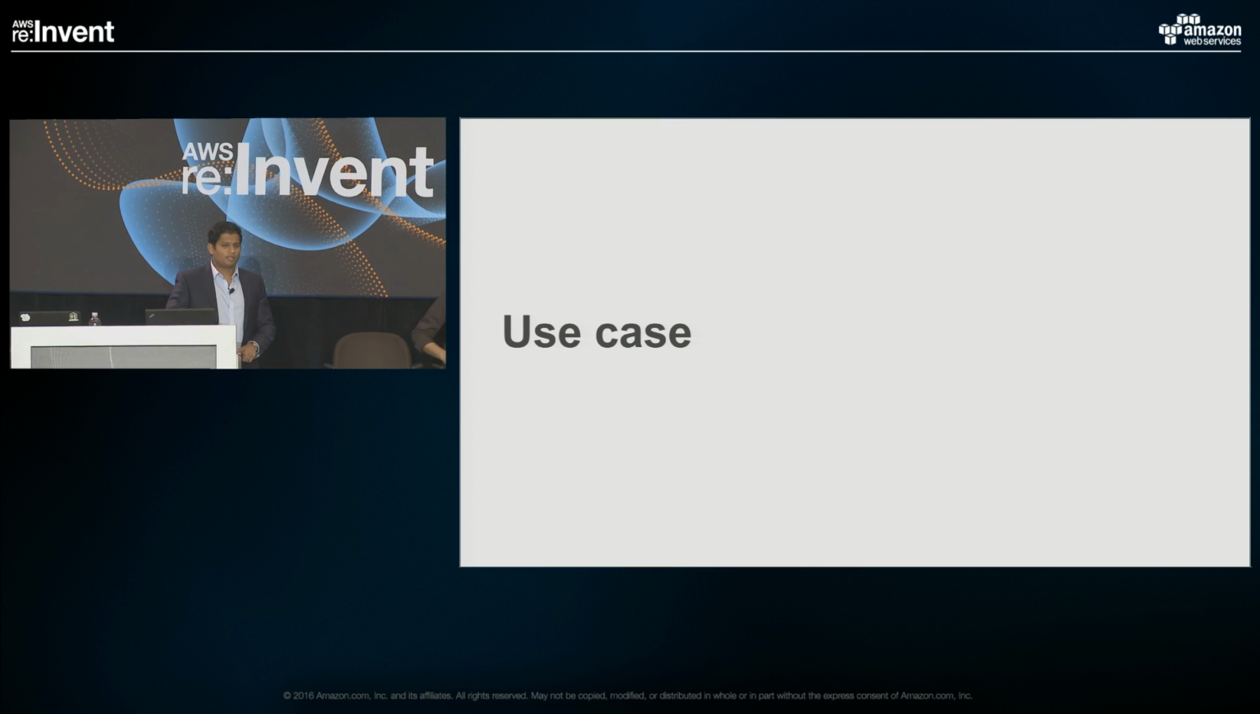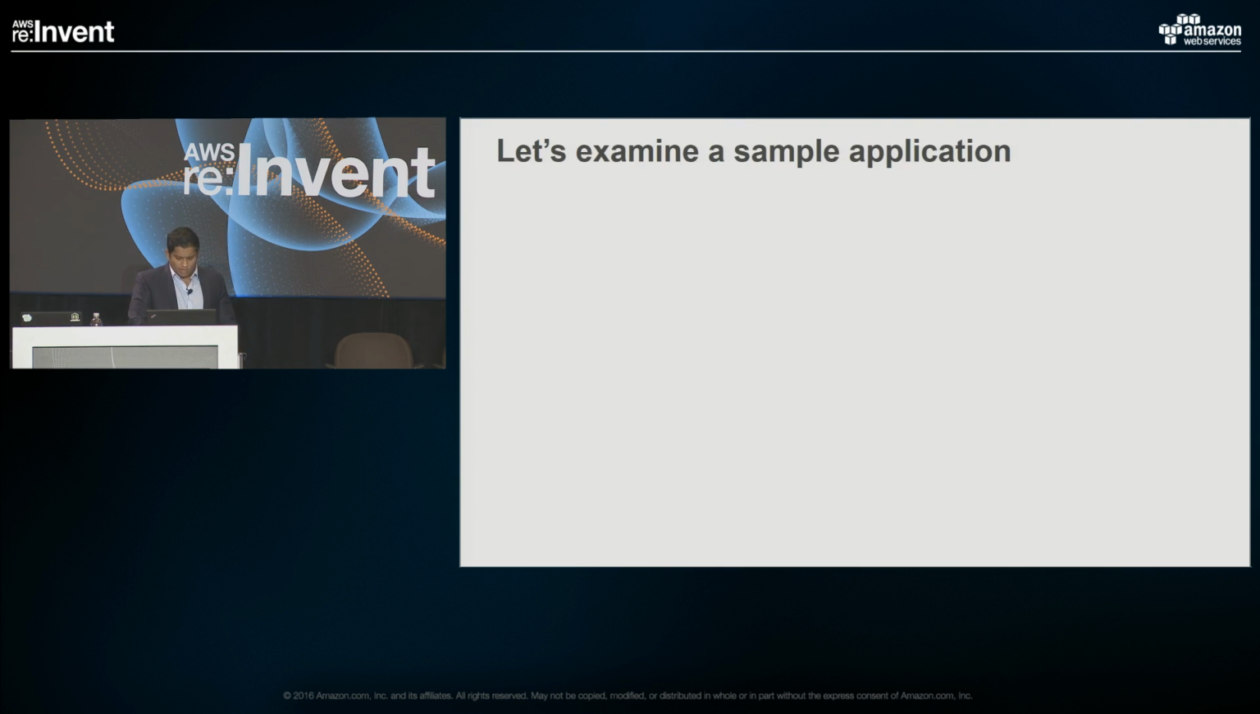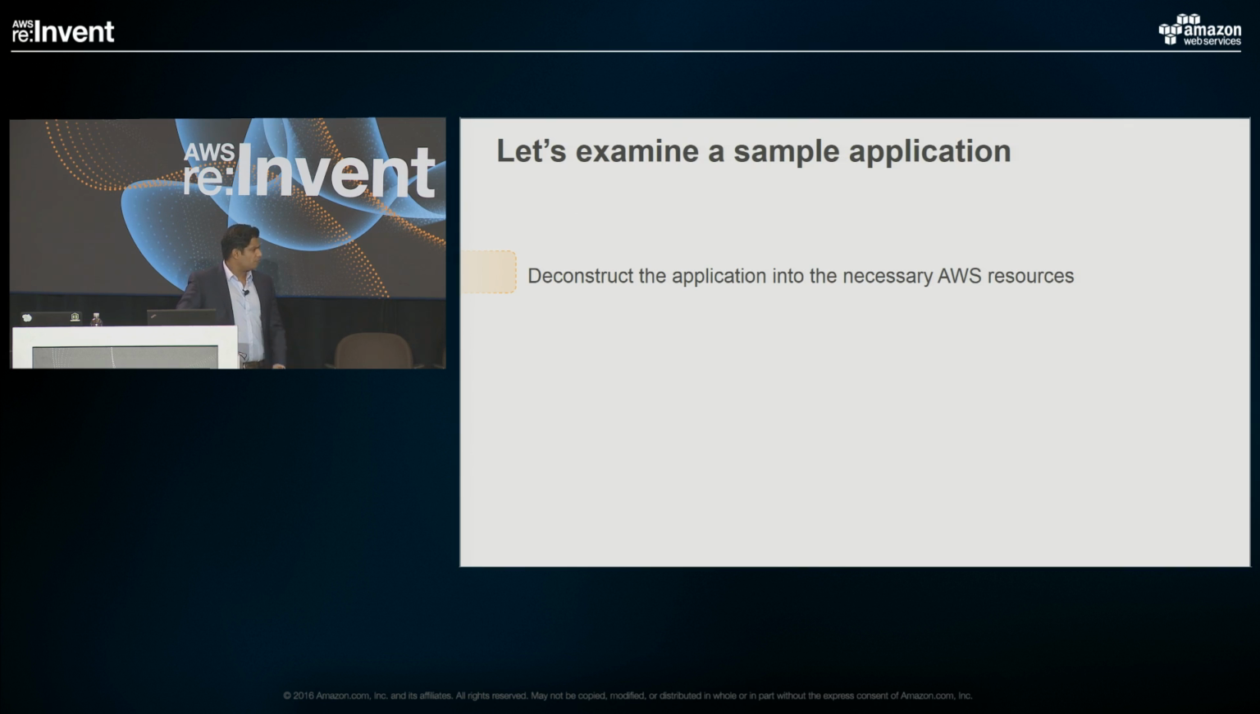Let's apply some of what we talked about in the way of continuous delivery, the importance of infrastructure as code, and needing a platform to manage your workflow. Let's examine a use case and how you would apply both of those things. Let's look at a sample application. What we're going to look at is a microservices-based application. Let's deconstruct the application into the necessary AWS resources, or CloudFormation's AWS resource types.